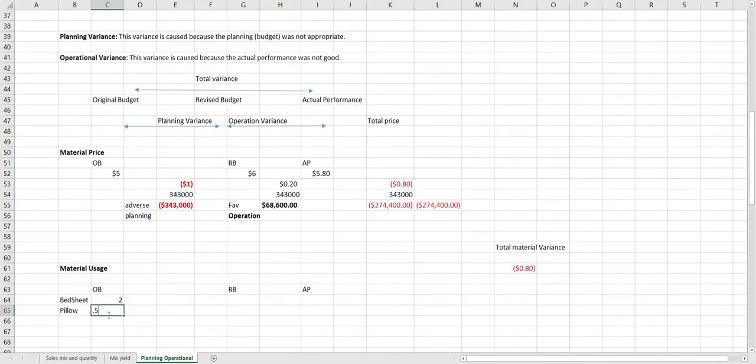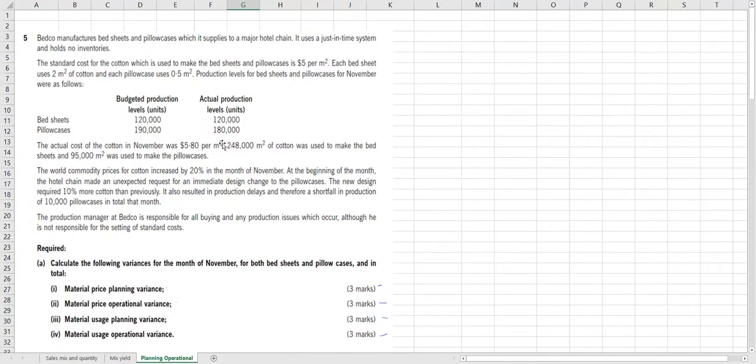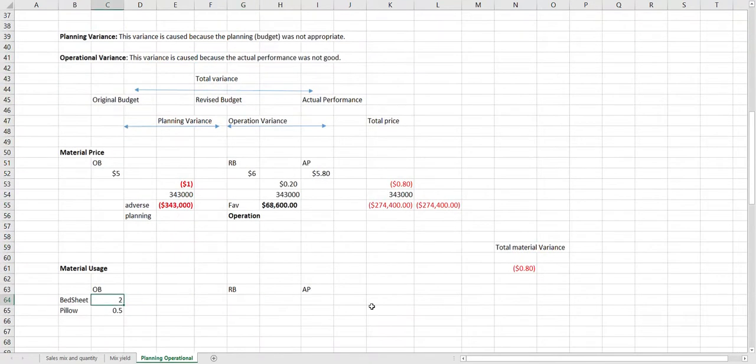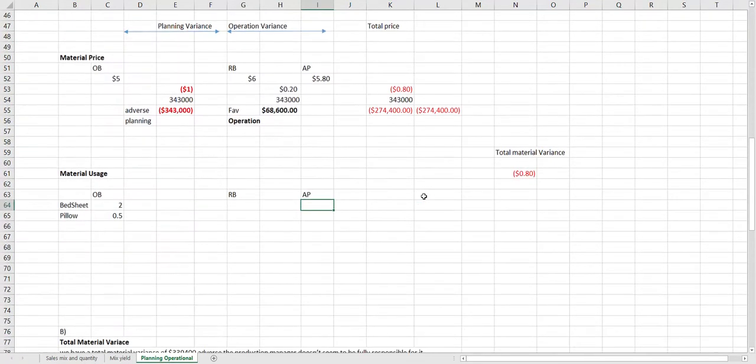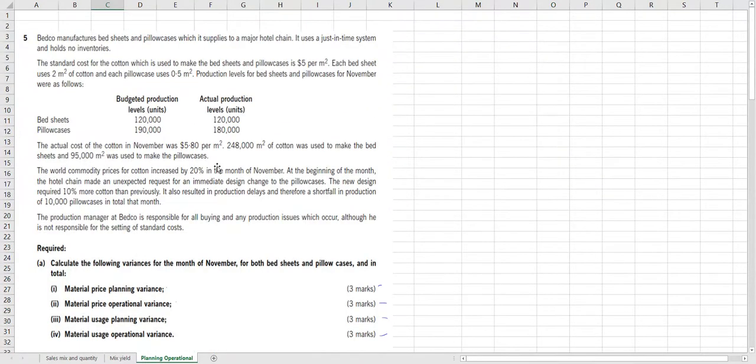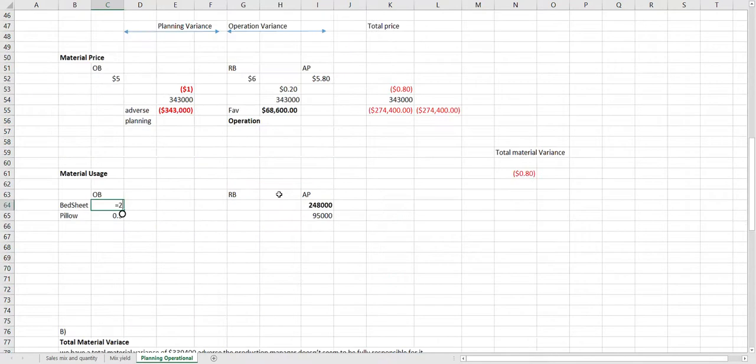This is the original. But revised, let's look at actual. So always look at the original and then look at the actual and write it. So we have 248,000 and 95,000. This is actual. 248,000, 95,000. Okay, obviously this is per unit, so I have to multiply by the number of units, which is 120,000 and 180,000. 120,000 of bed sheets and 180,000 of pillowcases.